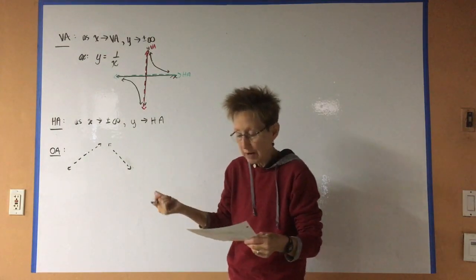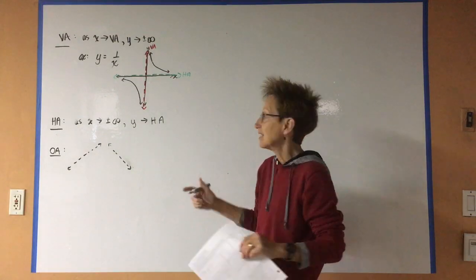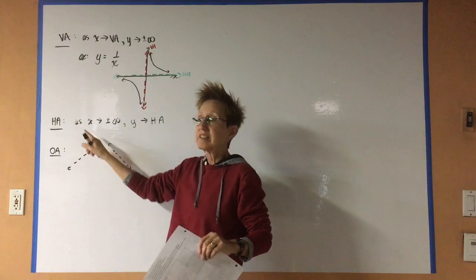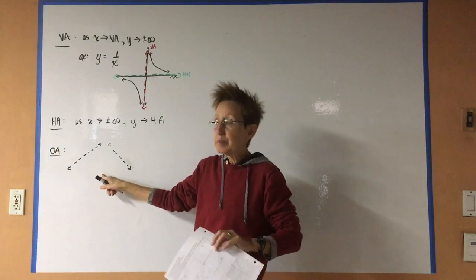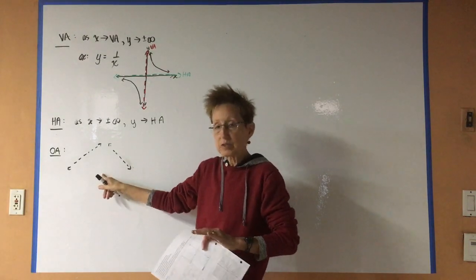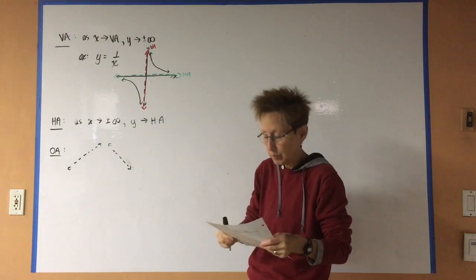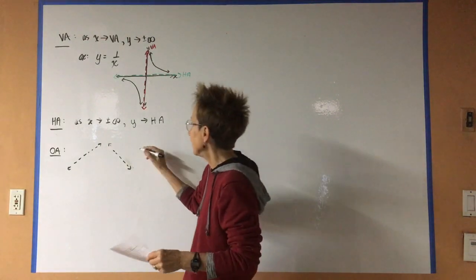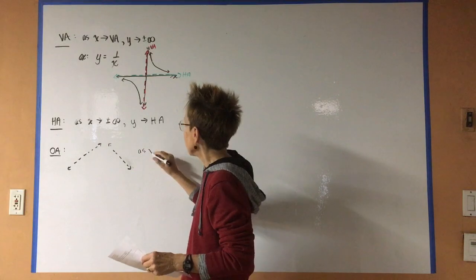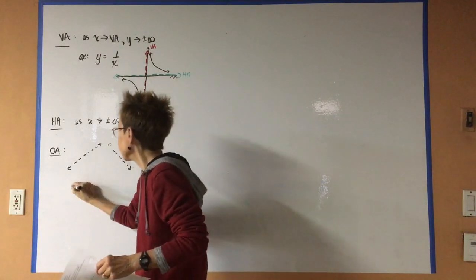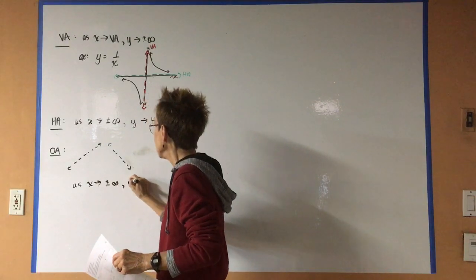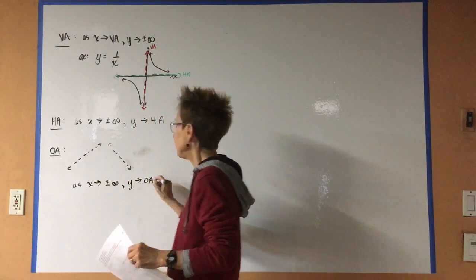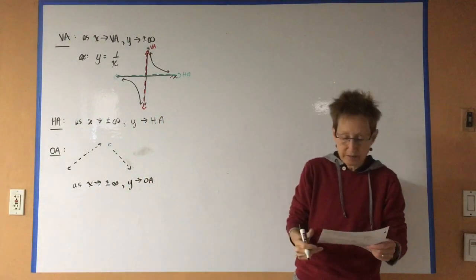It represents where the graph can mostly never intersect again. So it's kind of like the HA in the sense of sometimes the graph will touch this and cross through it. Most of the time it won't. Most of the time it'll just approach it, but occasionally it will cross through. And the same idea happens here as x approaches positive or negative infinity. The y value will approach whatever that oblique asymptote is.